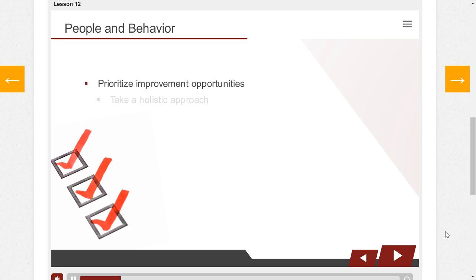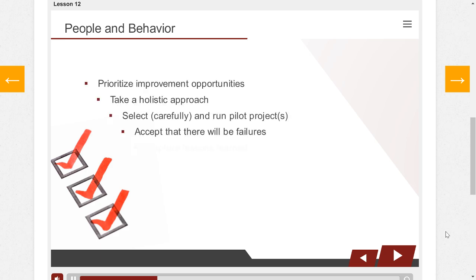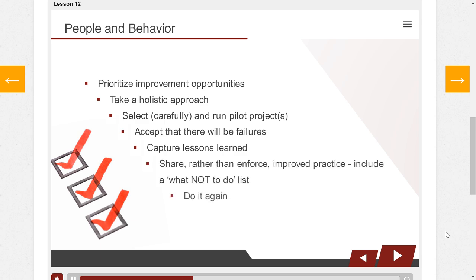You can see some key points related to experimentation and learning here. Notice that we need to accept that there will be failures. This is all part of experimentation and learning. When we fail, it's important to fail fast and understand why we failed so that we can do better next time.